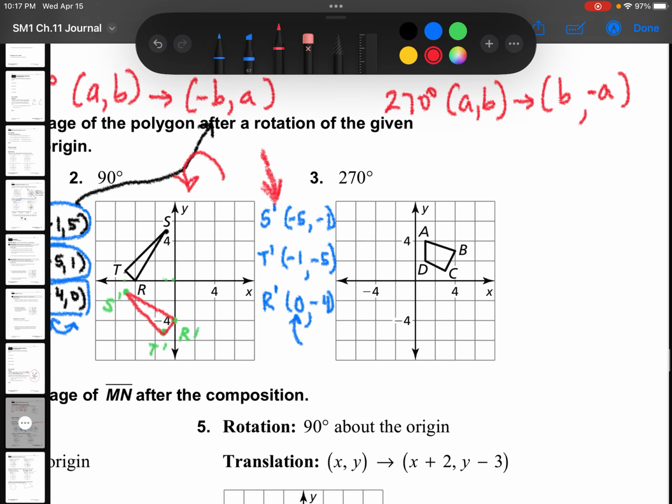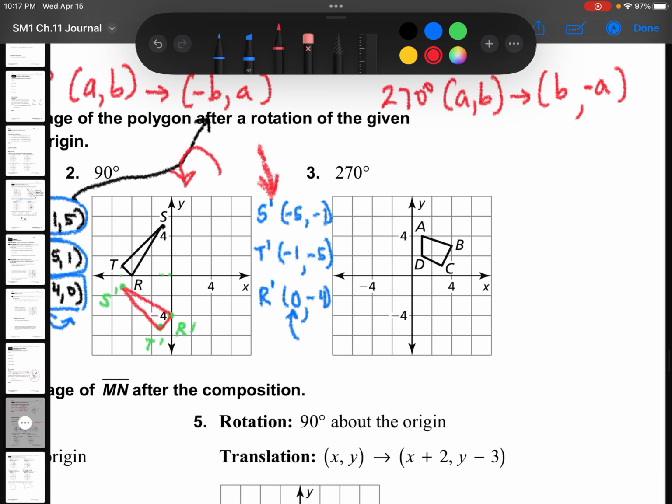Now, if we do number 3, we're going to proceed in a similar way. Let's do the coordinates of the original quadrilateral. A is located at (1, 4). Then B is located at (4, 3).